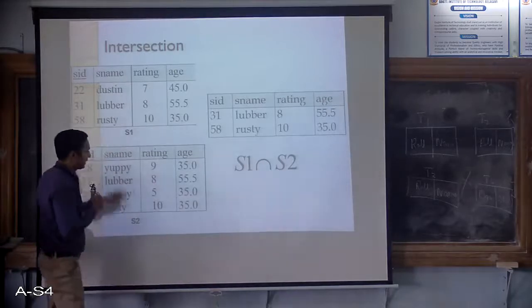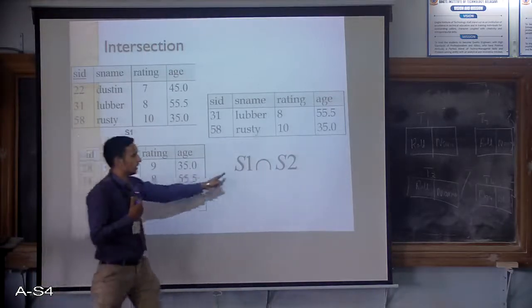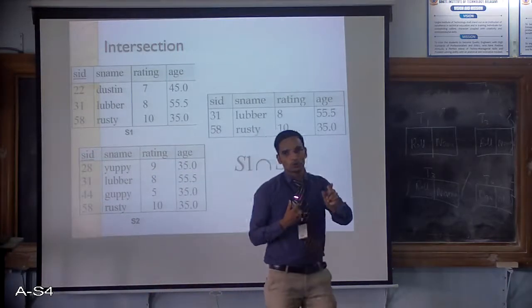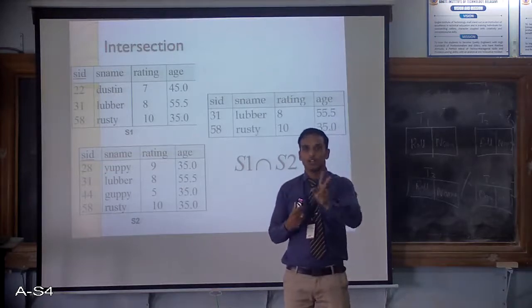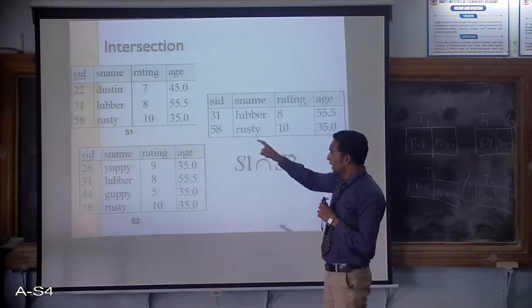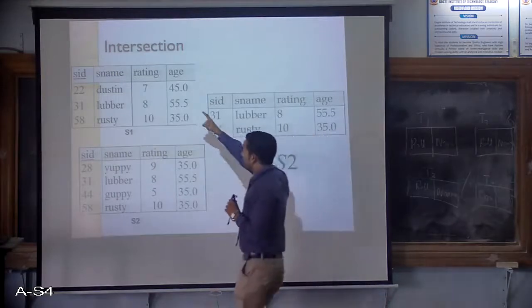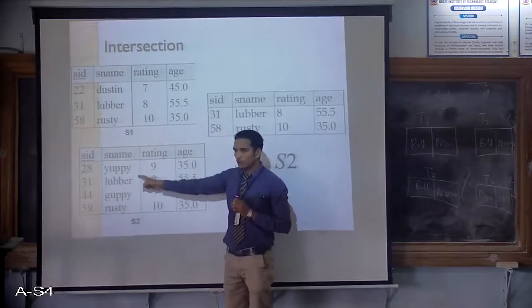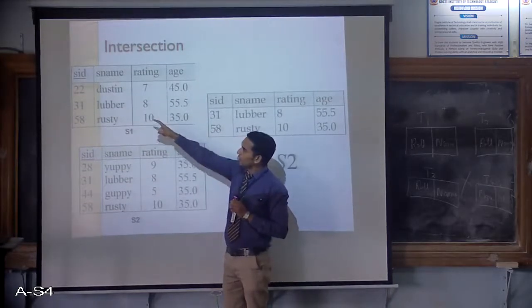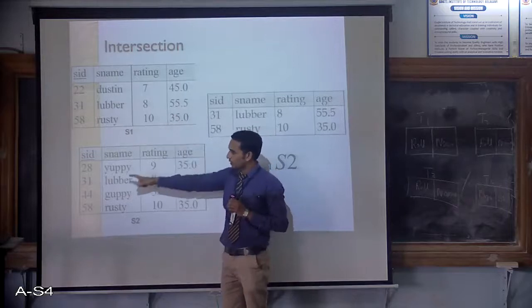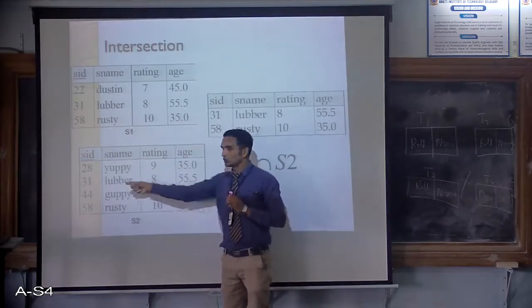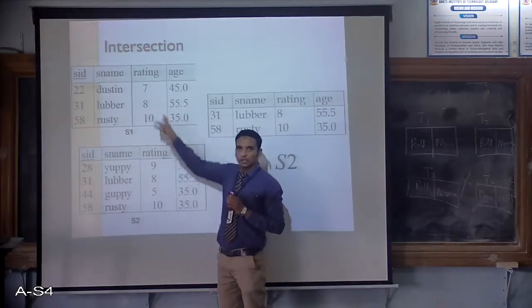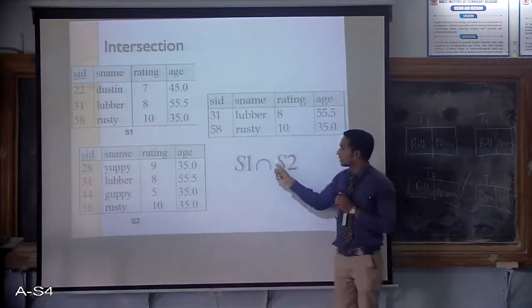The same example I have taken, S1 intersection S2. When I say intersection, it displays only those rows which are common in both the tables. So which are those? 22, Dustin, 745. If this is in the output list, this row should be available here also. Is it available? No. 31, Luber, 855. Yes, 31, Luber, 855. So this is the row which is common in both the tables, and the row common in both the tables is nothing but the output of the intersection.